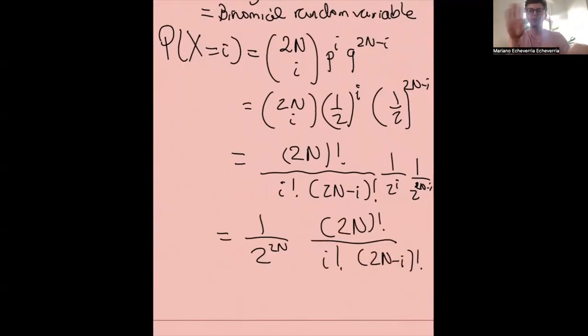Is that making sense? So far, so good. And so this was the probability of having i particles on the right side of the container. Is that okay with everyone?